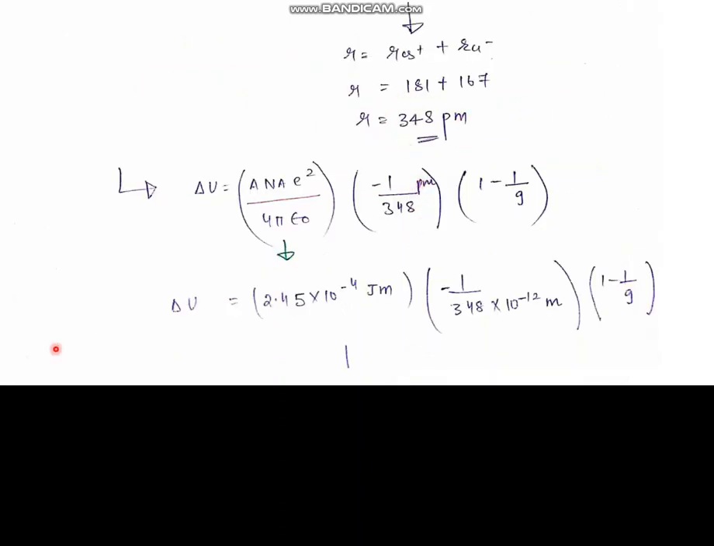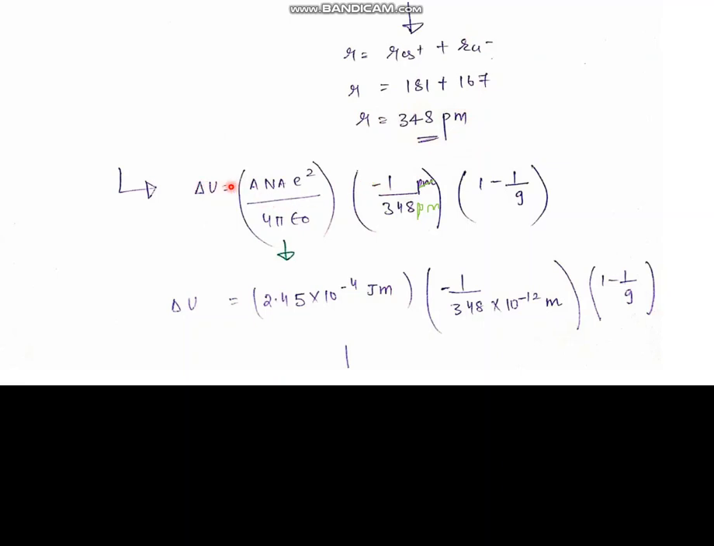The picometer would not be here, it's written in the denominator. So this is your Born-Landé equation. This value is already mentioned in the question, and this value we have calculated here. And the minus sign here denotes the charges.